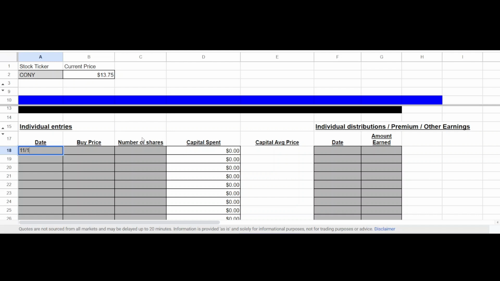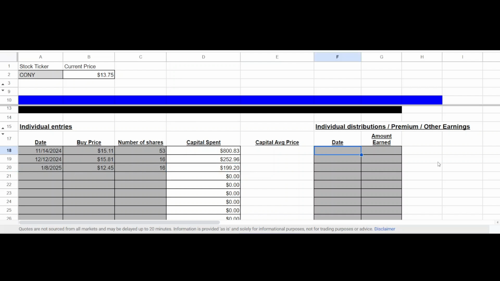So my first purchase here is going to be on 11/14/2024. I have a buy price of $15.11, and I purchased 53 shares. My next purchase was on 12/12/2024, at a price of $15.81 for a total of 16 shares at that time. And my last purchase was on 1/8/2025. I got a good purchase price on this one at $12.45, and I purchased 16 shares for that one. So that is all of my entries that I have for CONY as of now.